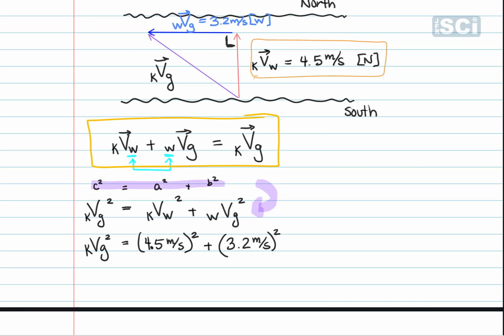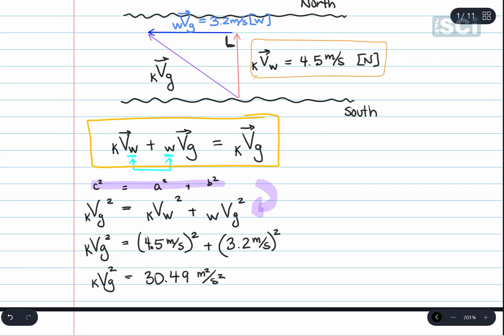Okay, so when I take these two, I'm going to pull up my calculator and type in 4.5, square it, plus 3.2, square it. I end up getting a number of 30.49. That's going to be meters squared per second squared, because I've squared my units there. That's VKG squared. So when we take the square root, what do we end up getting? I find that the magnitude, the length of that purple vector, which is the kayaker relative to the ground, the speed that they travel, is 5.52 meters a second.